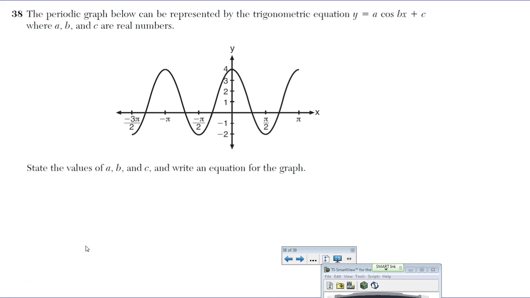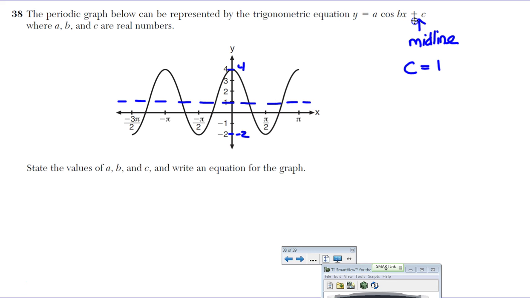Okay, so graphically speaking, we did this on the last day. Remember, C means that the graph got shifted up, and that's where the new midline is. So that's the first one you want to find. If you can see, the high is 4 and the low is -2. The midline would be the halfway mark between the high and the low, and that would actually be at 1.